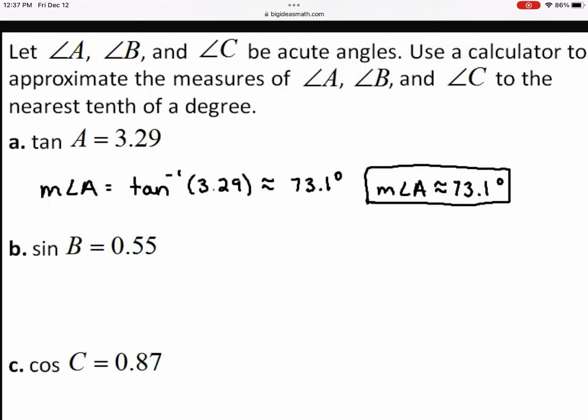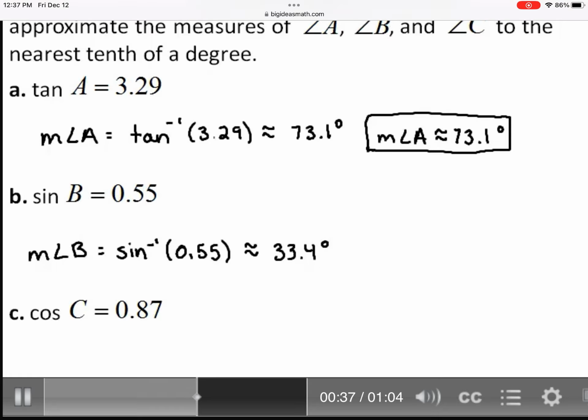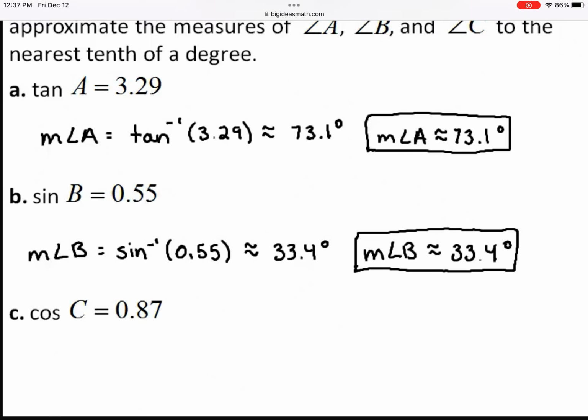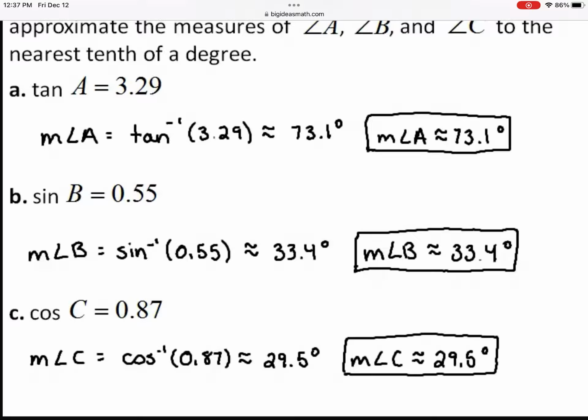Part B. Sine of angle B equals 55/100. So the measure of angle B equals the inverse sine of 55/100, which is about 33 4/10 degrees. So the measure of angle B is about 33 4/10 degrees. Part C. Cosine of angle C equals 87/100. So the measure of angle C equals the inverse cosine of 87/100, which is about 29 5/10 degrees. So the measure of angle C is about 29 5/10 degrees.